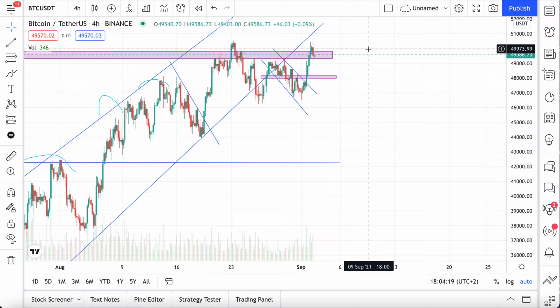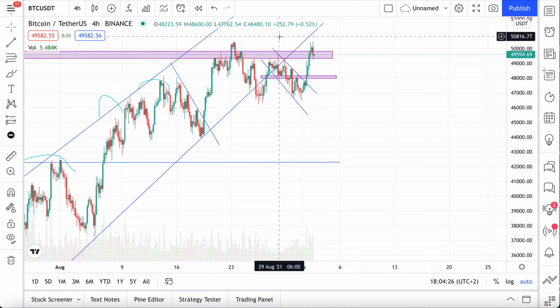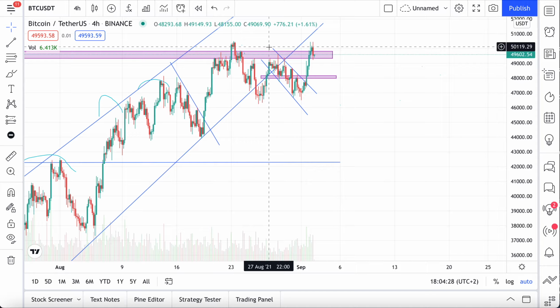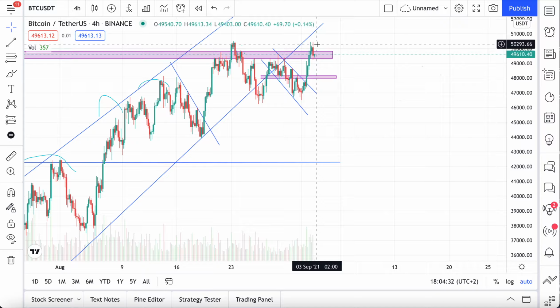It can go up $1,000, it can go down $1,000 in a second. We all know about it. But what I want to tell you here is that at the moment we have a lower high, even though it's only like $100 lower, but it is still lower. And we have to pay attention. We shouldn't get so excited.